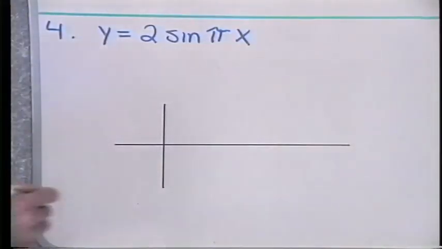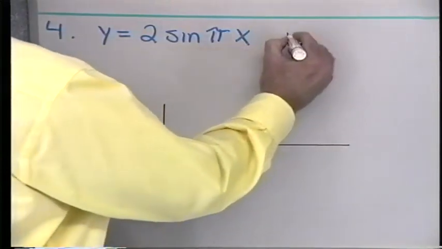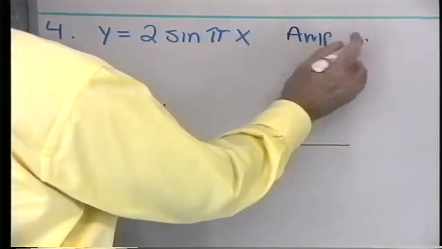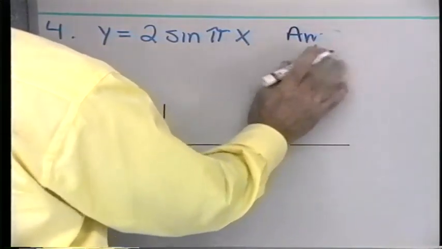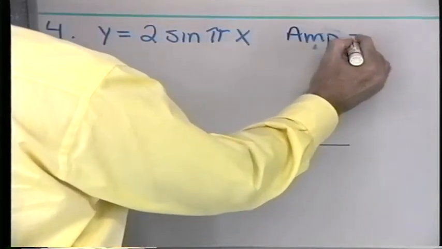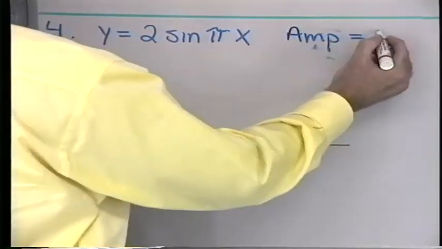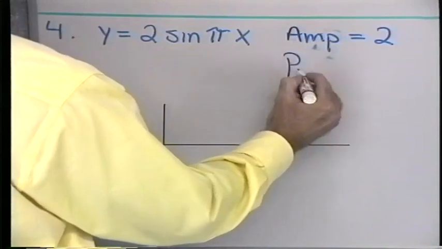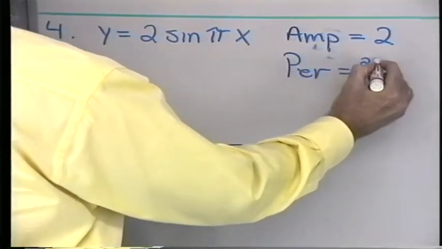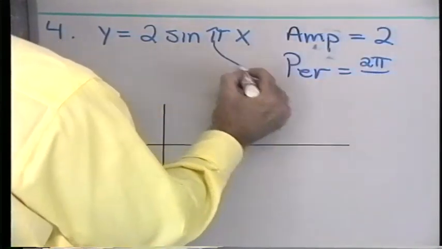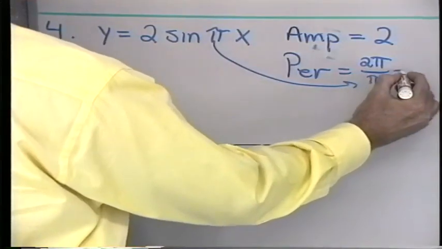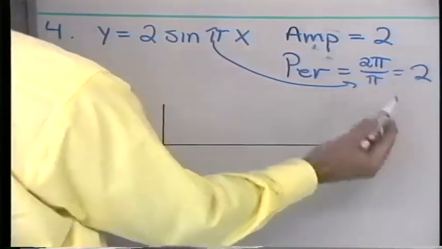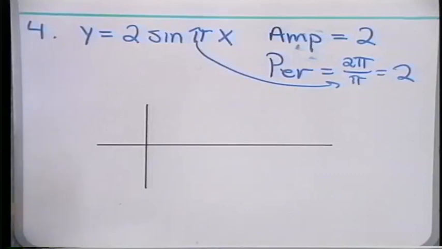Y is equal to 2 sine pi x, so this will have an amplitude. Whoops, can't spell amplitude. Let's abbreviate it, AMP. Equal to the absolute value of that coefficient, so that will be 2. The period this time is going to be 2 pi divided by this coefficient, which is pi, and so that ends up to be just 2. So an amplitude of 2 and a period of 2.